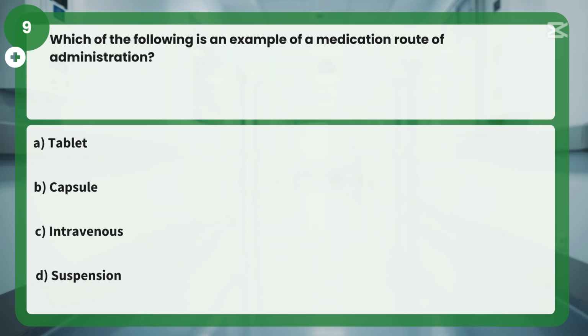Question 9. Which of the following is an example of a medication route of administration? A. Tablet. B. Capsule. C. Intravenous. D. Suspension.